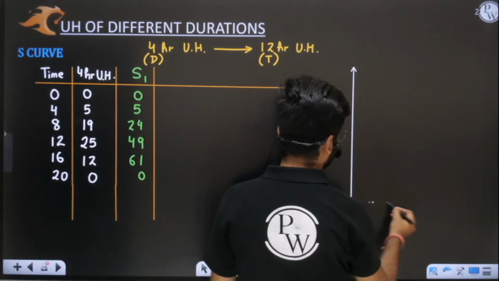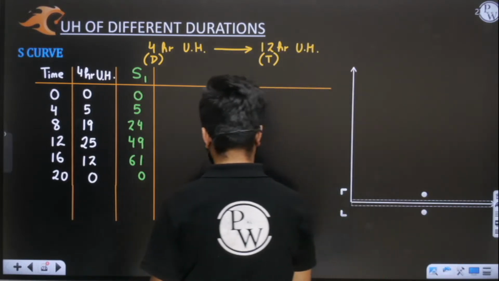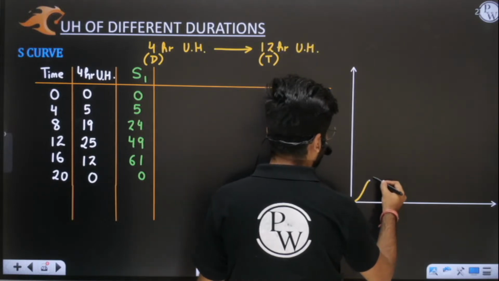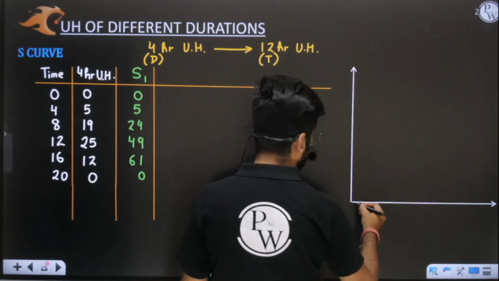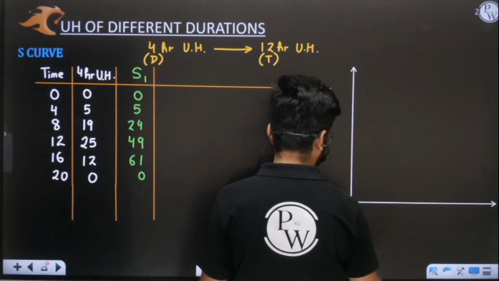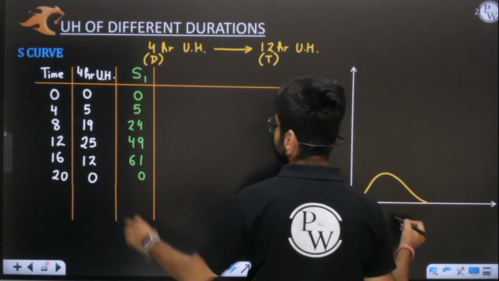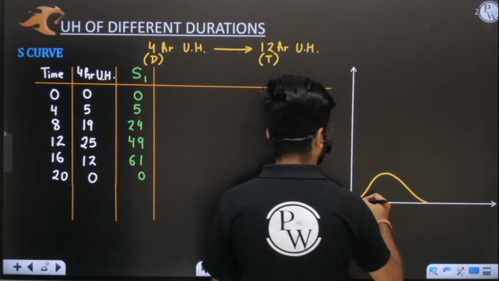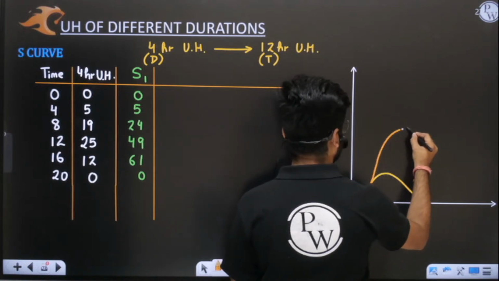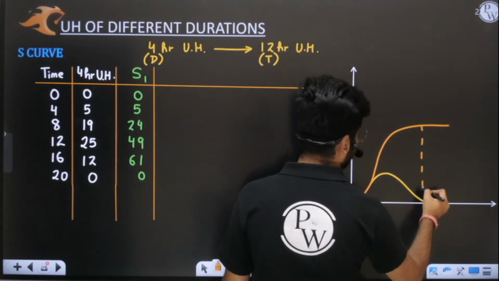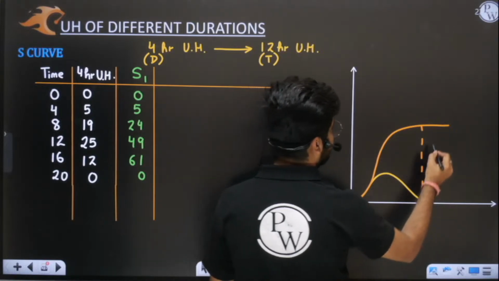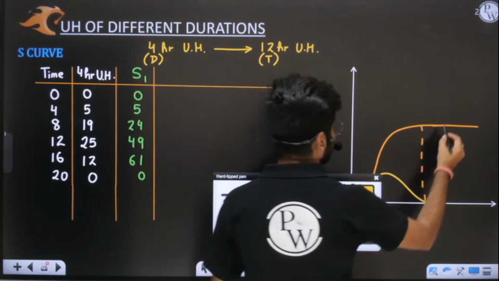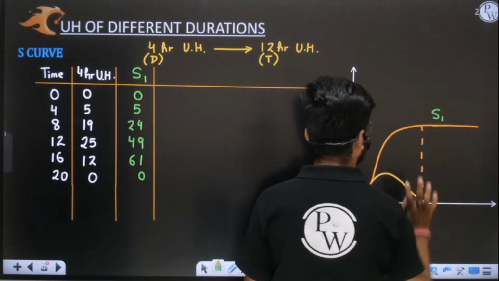Okay, sir, no problem. This is my S curve from 0 to 20. This was your basic 4R unit hydrograph, and you have converted it into an S curve. See, it has become constant after the base time. So this is my S curve, S1. I hope this is clear to you.